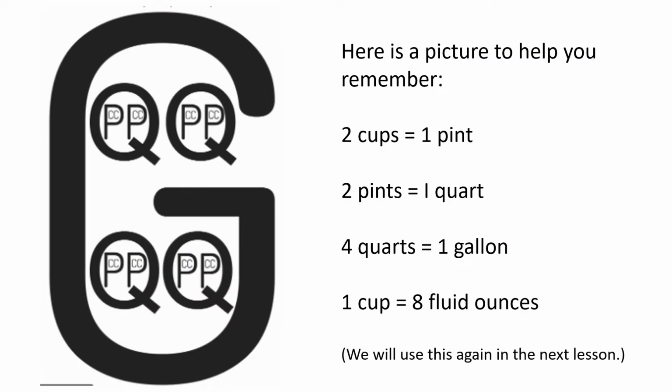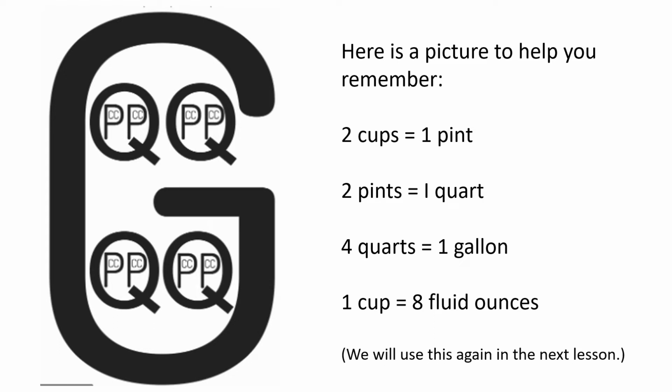Now, I want you to look at this picture. This will help you remember how many of each of those things equal the other things, okay? So the big G stands for the gallon, and in a gallon there are 4 quarts. Do you see the 4 Q's? And then in each quart, there are 2 pints. Do you see the 2 P's? And then in the pint, there are 2 cups. Do you see the 2 cups?